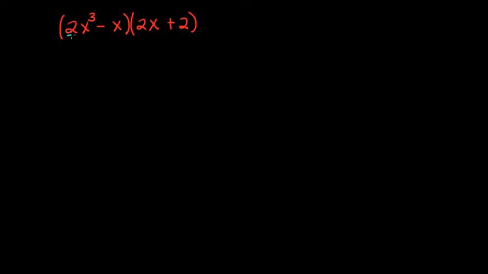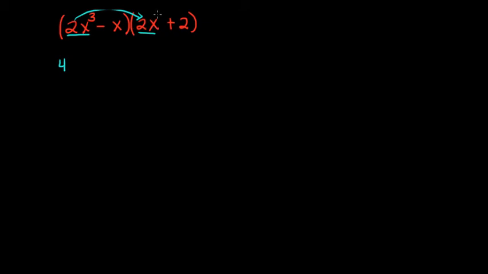We're going to multiply our first term right on into that second. So all the way over. A 2 times a 2 is 4. And then we have the x cubed times an x.